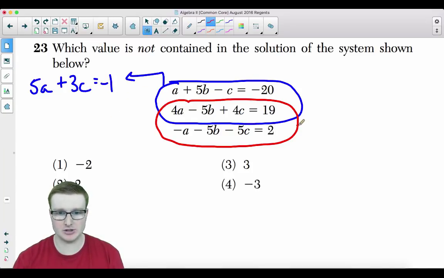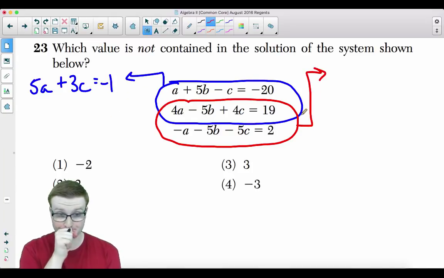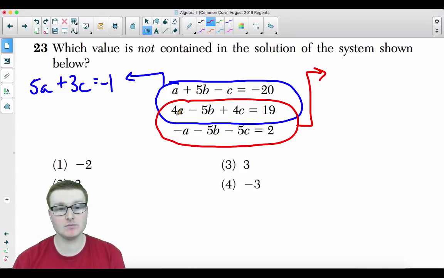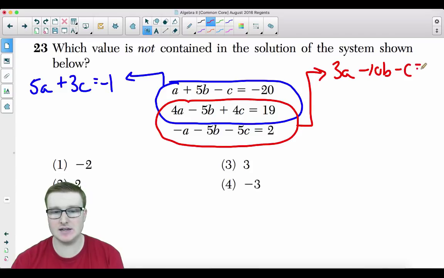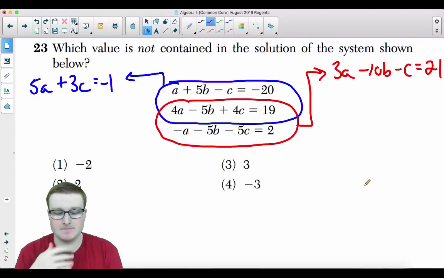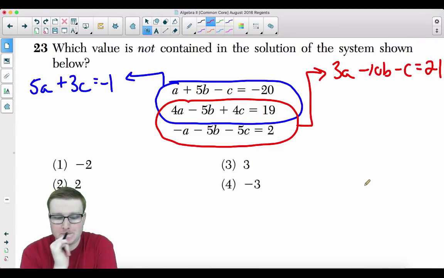Okay, let's find the red equation. The red equation is, let's see, 4a plus a negative a is 3a. Negative 5b plus a negative 5b is a negative 10b. And 4c minus 5c, that's a negative c, that equals 21. Okay? So here's the problem, folks.